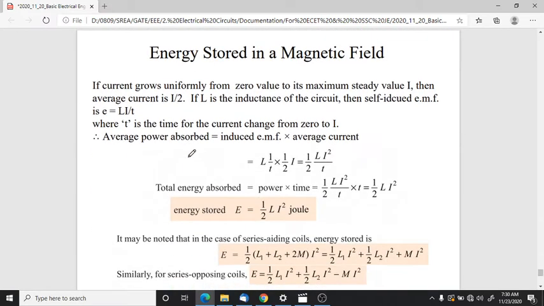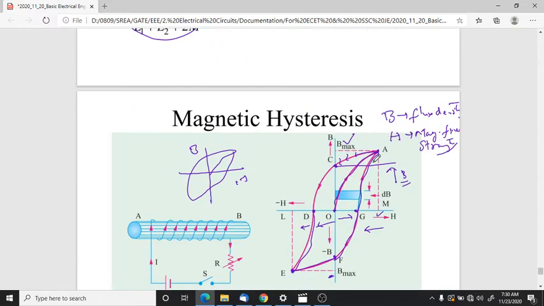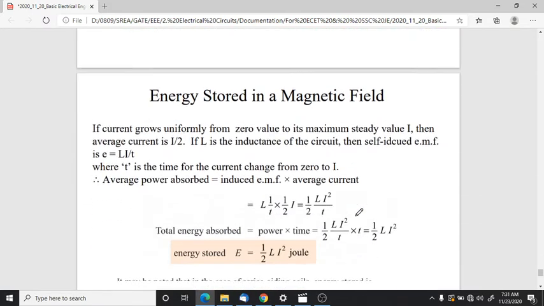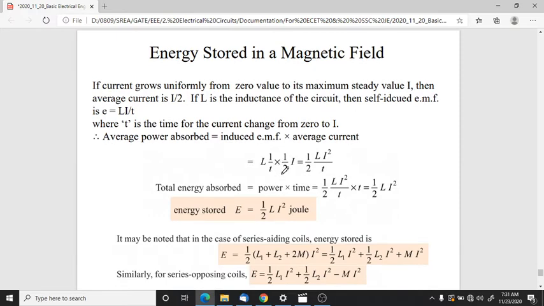Energy stored in a magnetic field. Based on this nature of the magnetic state, some energy will be stored inside the magnetic material. What is the equation for the energy stored? The energy stored in a magnetic field is half L I squared. Here L is the self-inductance, and I is the current passing through the inductor. So energy stored is equal to half L I squared.